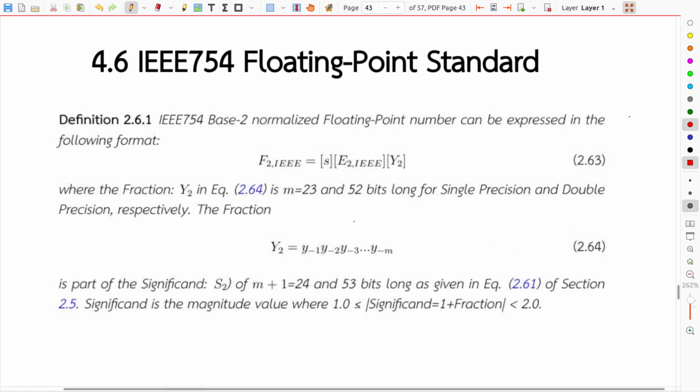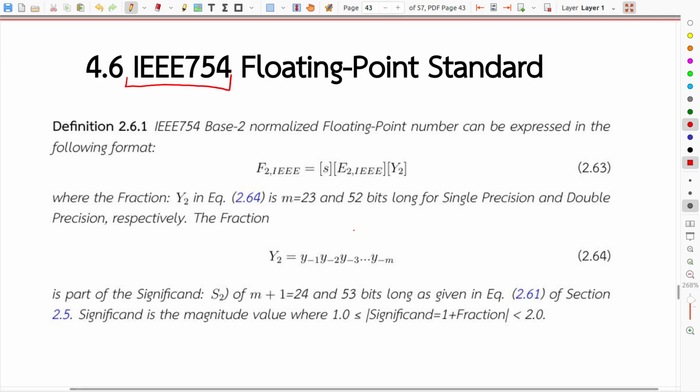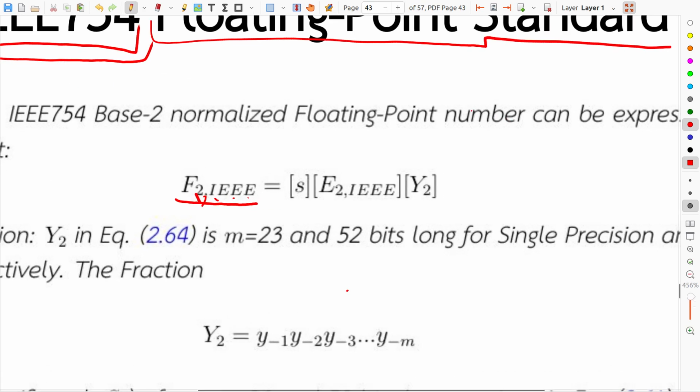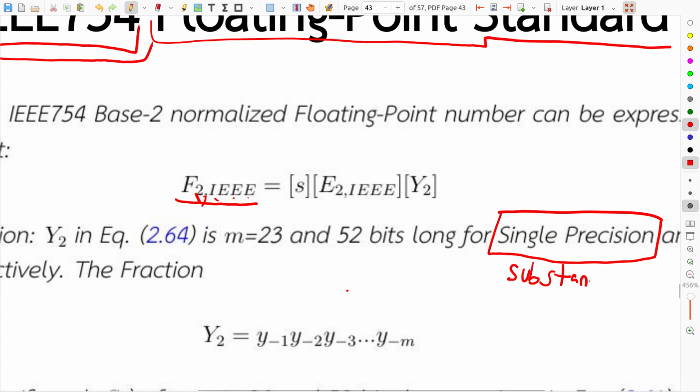Okay, now it's time to talk about the IEEE 754 floating point number standard, and in this notation, F sub 2 comma IEEE. In our book and in our class, we focus on the single precision substandard.